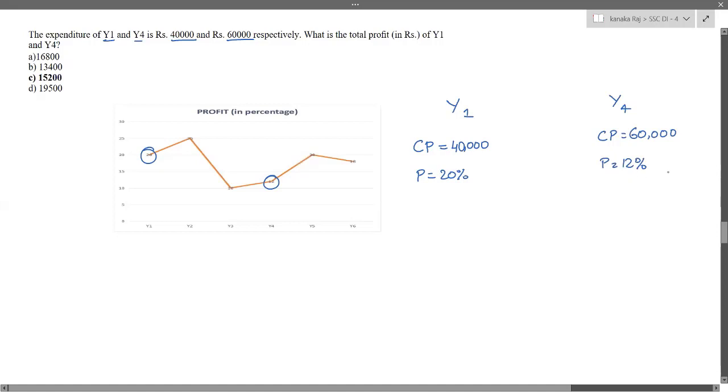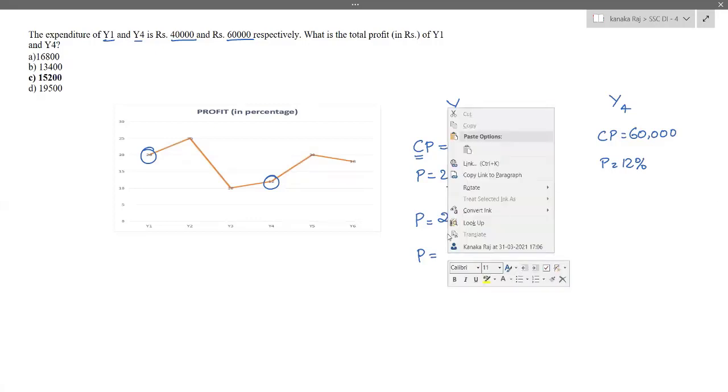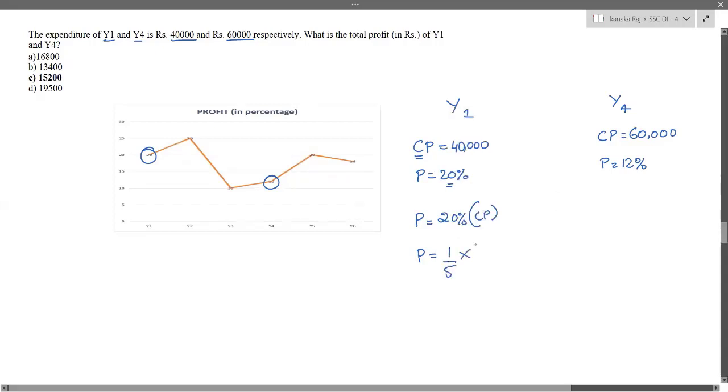So now they're asking us to find the total profit. So how do we find the total profit? We know that profit is equal to 20% of what? 20% of cost price. So what is 20% of cost price? 20 divided by 100. That can also be written as 1 by 5. So this will be 1 by 5 into 40,000. Similarly, what can I write my 12% as? 12% can also be written as 12 divided by 100 into 60,000.